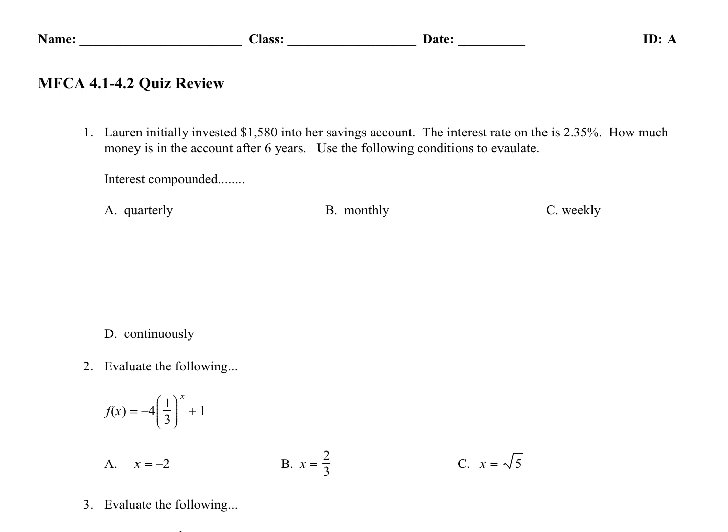So your quiz is on 4.1 and 4.2. Your review covers that. You're going to have 7 questions on there. You'll have a log question, an exponential function question. You'll work with compound interest. It could be one that's like the first 3 here or one that's continuous.